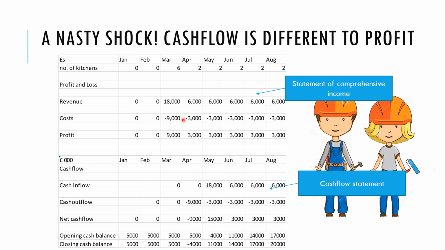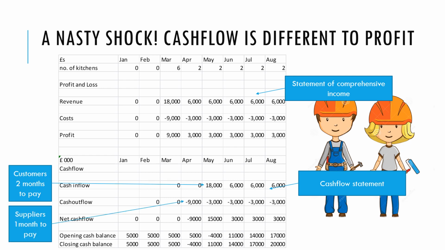Let's have a look at the costs. In March they cost them £9,000 worth of work, but they don't have to pay that out until April, so that's when the cash outflow would show up. So we have a look at the net cash flow. We have a negative net cash flow in April, but then in May it's positive, and June, July, and so on. Let's have a little look at the opening and closing cash balance once we've looked at the net cash flow. So they start with £5,000, and this doesn't really change until April when they pay out the £9,000.